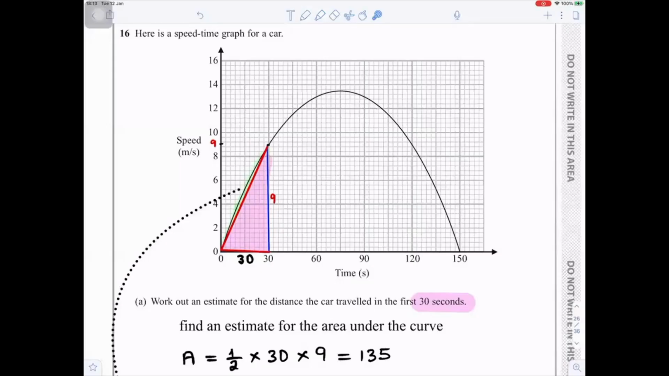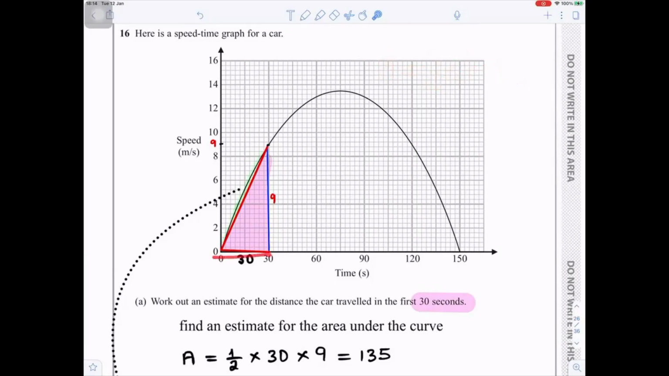Question number 16. Here is a speed time graph for a car. The speed is on the y-axis and the time is on the x-axis. Work out an estimate for the distance the car traveled in the first 30 seconds. So to find an estimate for the distance, find an estimate for the area under the curve for the first 30 seconds. That shape we can approximate to be a triangle. And what's the formula to find the area of a triangle? Half times the base times the height.